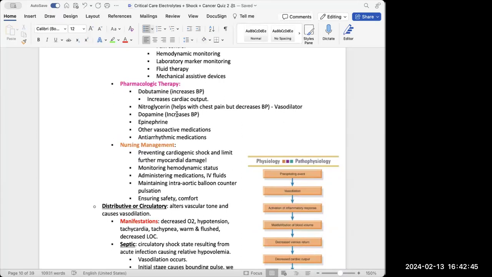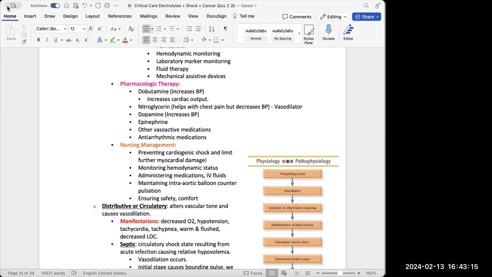Now, not dopamine, dobutamine, I saw on Course Point saying that its purpose is to increase cardiac output. Both dobutamine and dopamine are going to increase blood pressure. Nitroglycerin, she said it's only used to help with pain, chest pain related to the lack of perfusion. But the problem is that it can cause a decreased blood pressure.